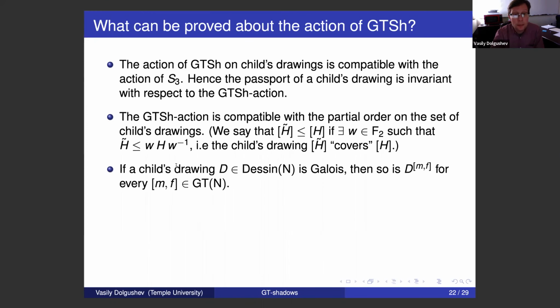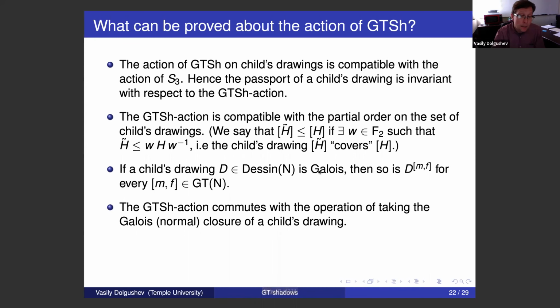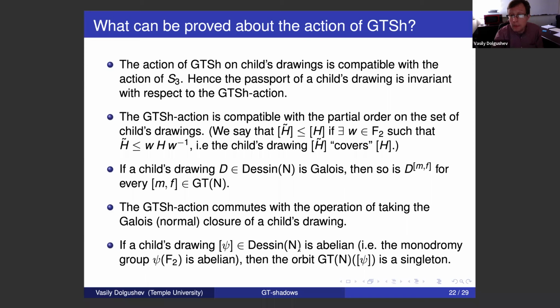which is helpful because I'm going to say that the child's drawing is Galois. If the child's drawing is Galois, then so is the new child's drawing. And by Galois, it simply means that the corresponding covering is Galois or normal. And then the action of GT shadows commutes with operations of taking Galois closure. And finally, if a child's drawing is abelian, then the orbit is a singleton.